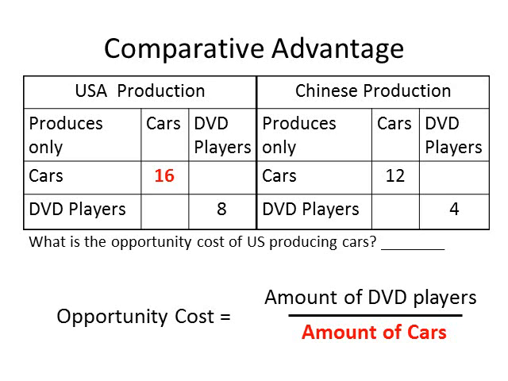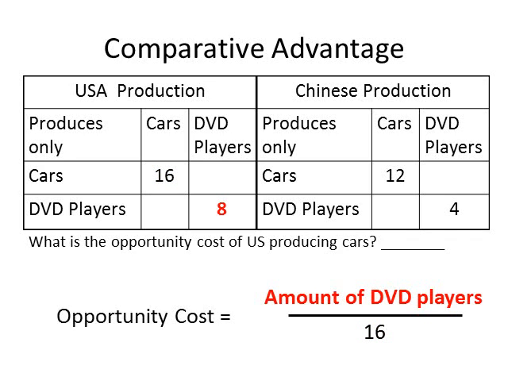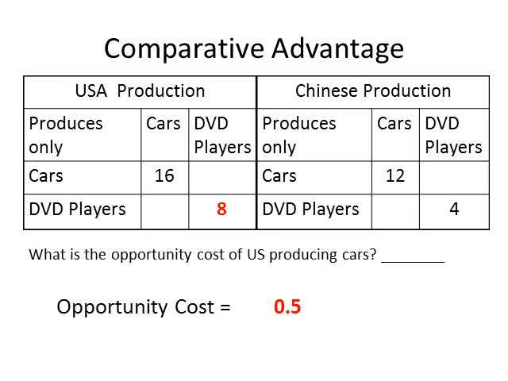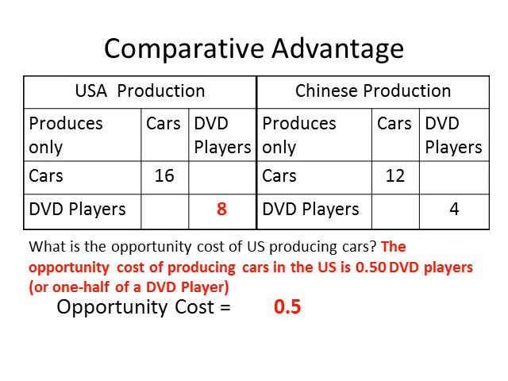Since the United States produces 16 cars, we will substitute it into the formula for the amount of cars. We need to figure out the amount of DVD players, which is 8, so we substitute in 8 for the number of DVD players. The next step is to divide 8 by 16, which gives us 0.5. The opportunity cost of producing cars in the United States is 0.5 DVD players, or 1/2 of a DVD player.